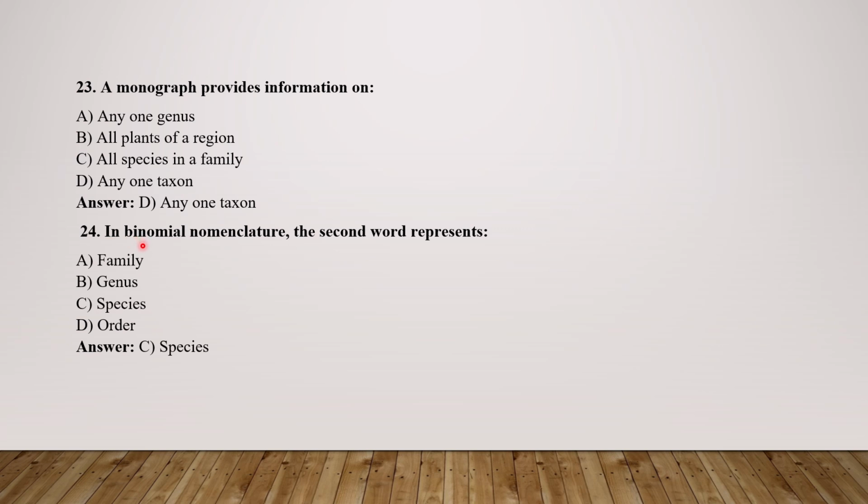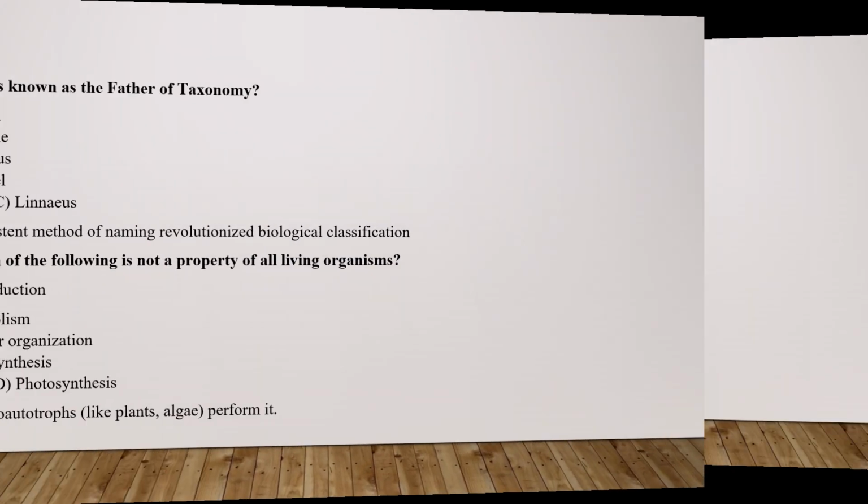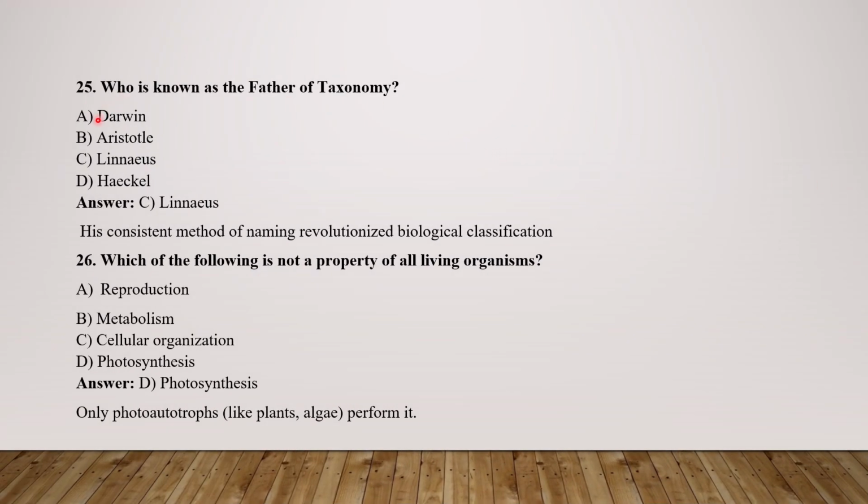Question 24. In binomial nomenclature, the second word represents? Yeah, we all know that. The right answer is C, species. Coming to the next question, who is known as the father of taxonomy? Yeah, it's very simple but very important. The right answer is option C, Linnaeus.